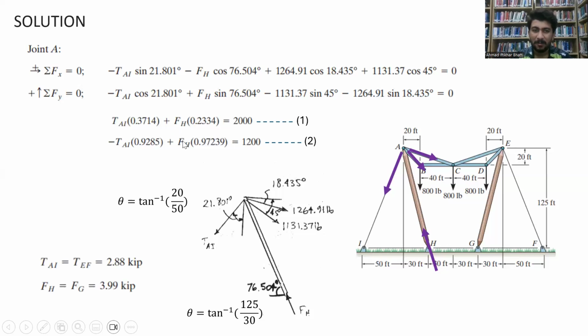And when we solve these two terms, we get the tension in the cable AI, which is 2.88 kilopounds. And you see in the cable EF, we have also a force of 2.88 kilopounds. And same for the support reactions at the pin or support H and G, we have a force of 3.99 kilopounds.